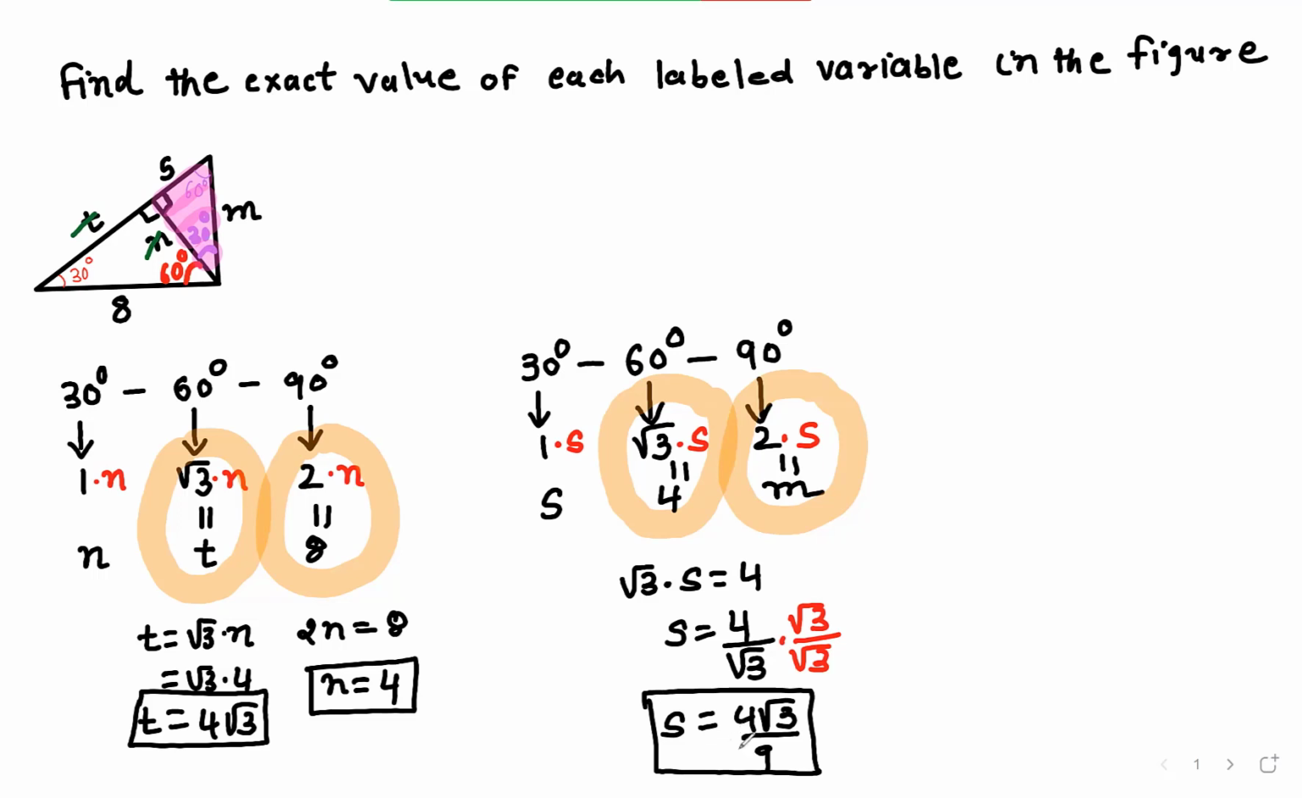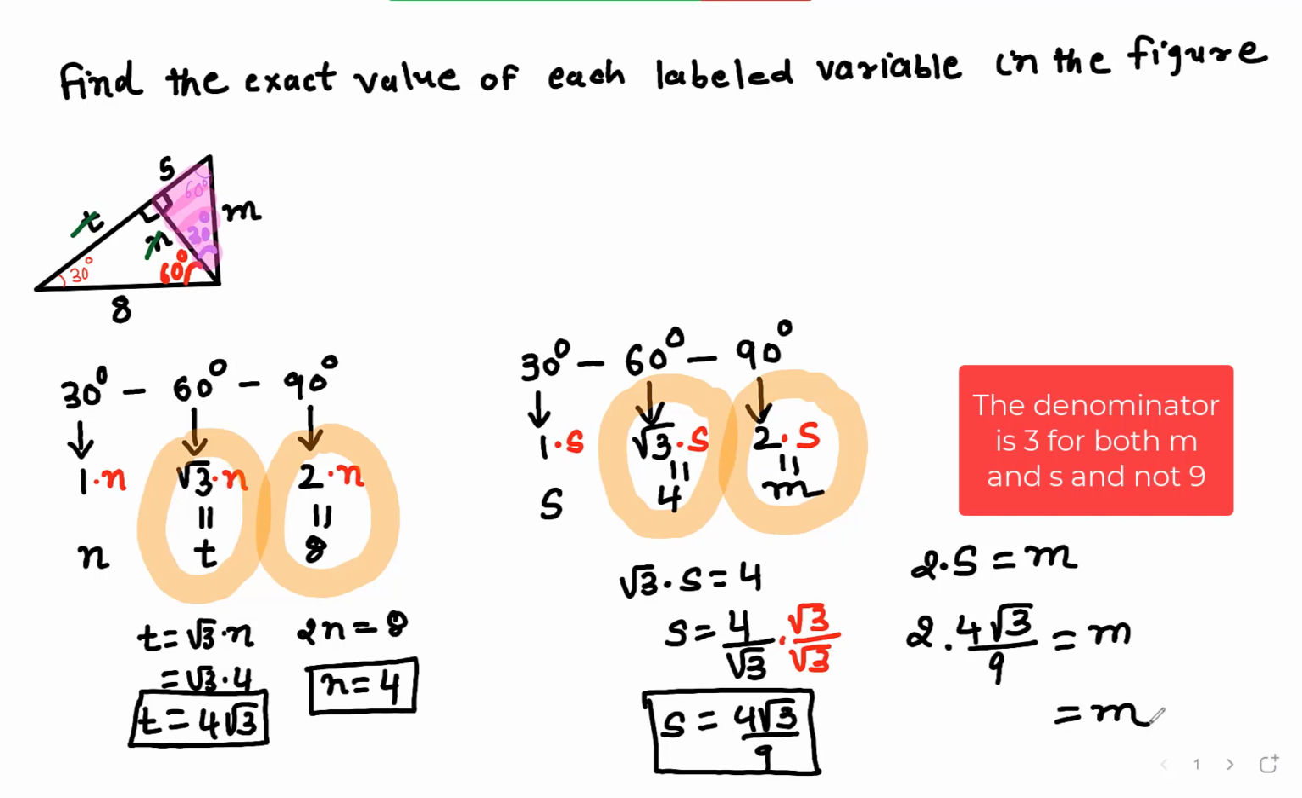And last step, we will take this value of s, plug it in here, and we'll find the value of m. So now 2 times s equals m. The value of s is 4 times square root of 3 over 9. When we simplify it, we get m equals 4 times 2, 8 radical 3 over 9. And that will be the length of the side opposite to the 90-degree angle. Hope this will help you.